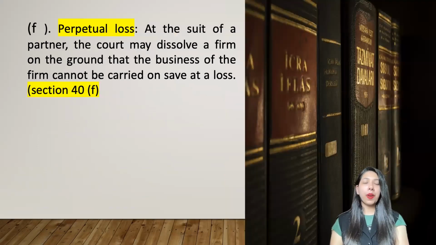The next point is perpetual loss, based on Section 40 subclause F. At the suit of a partner, you can file a case in court if the ultimate objective of the partnership firm is to gain profit. Suppose we are trying a lot, but we cannot get profit out of the business. It is always a loss. If that is the situation, at the suit of a partner, the court may dissolve the firm on the ground that the business of the firm cannot be carried on except at a loss.